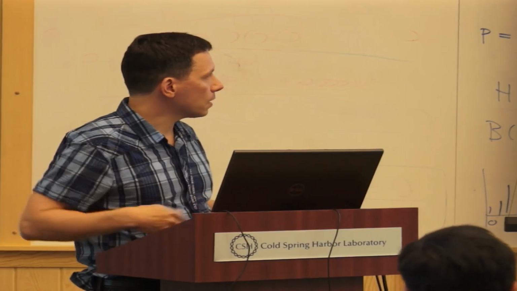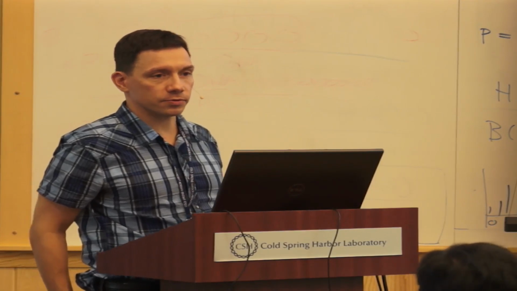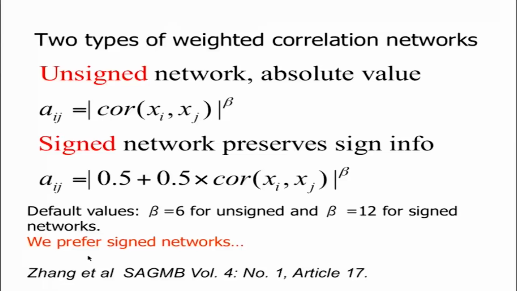So these powers, which we call beta, have certain default values that work very well in practice. So we use a power beta of 6 for an unsigned network and a power beta equal to 12 for a signed network. And just to tell you, in recent publications, we only ever use signed networks. Why? Because the modules that we find turn out to be more biologically meaningful. Remember, the name of the game is to find interesting modules. That's what you want.